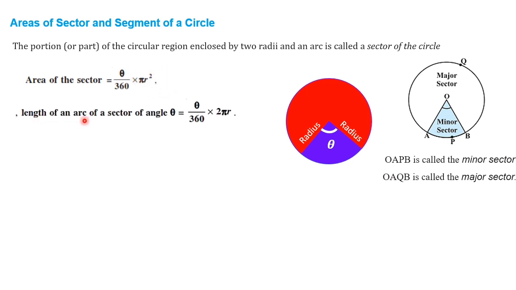Then length of an arc of a sector of angle theta. The length of the arc formula is theta by 360 into, instead of pi r square, here we have to use 2 pi r. 2 pi r, we know, is the circumference of circle formula. Theta by 360 into 2 pi r. So these two different formulas are very important, just keep them in mind. Area of sector is theta by 360 into pi r square. Length of the arc is theta by 360 into 2 pi r. What is theta? Theta is the angle subtended by an arc at the center.